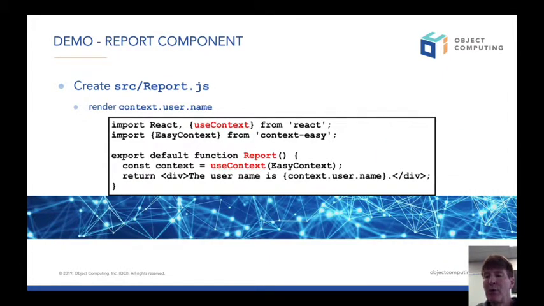Implement a report component by creating the file source/report.js and render the value at context.user.name. Notice how easy it is to get state from the context. This component will automatically re-render whenever the context state changes.